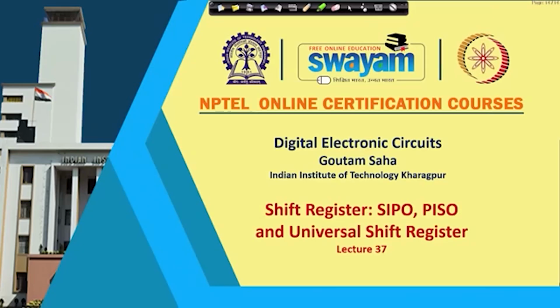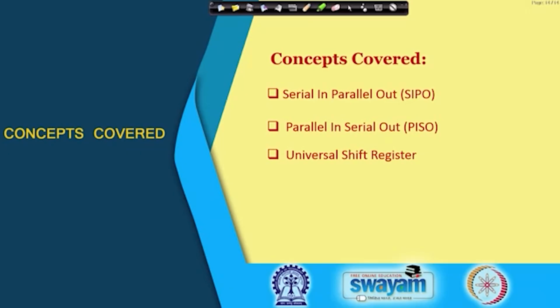Everybody, this week we have started discussion on shift register. In the last class we have seen parallel in parallel output option for register as well as serial in and serial out. In today's class we shall look at serial in parallel out (SIPO) and parallel in serial out (PISO), how they are used and how they look like, and also universal shift register.